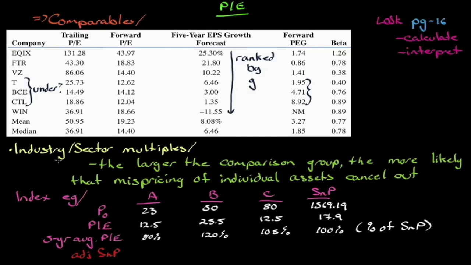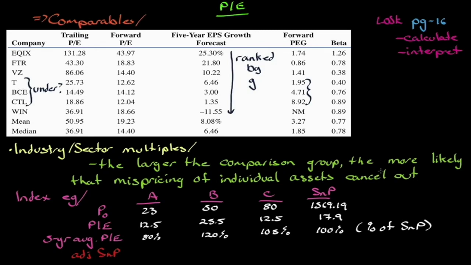If we move now to an industry or sector level and look at multiples here, we get an extra benefit out of it. The larger the comparison group, the more likely that mispricing of individual assets cancel out. So we don't have to worry about any particular outliers in there. Now, before we go any further, I said earlier that when we look at our comparable, whether it be an industry sector or peer group multiple, we want to compare it not just to the current multiple we have, but to a long-term average of the multiple. Because if it's historically been lower or higher, we want to account for that.